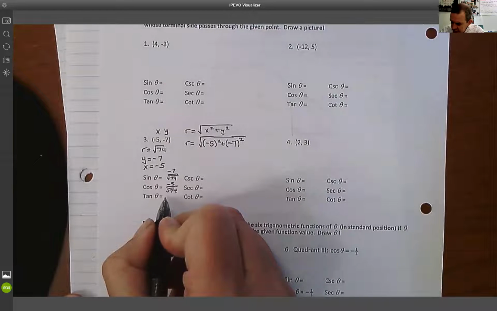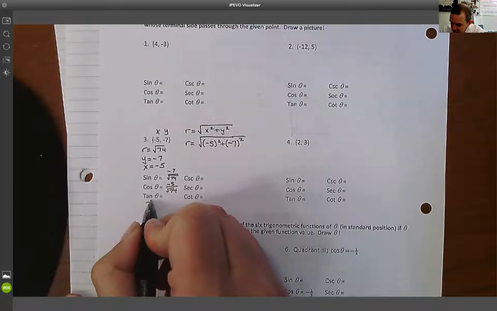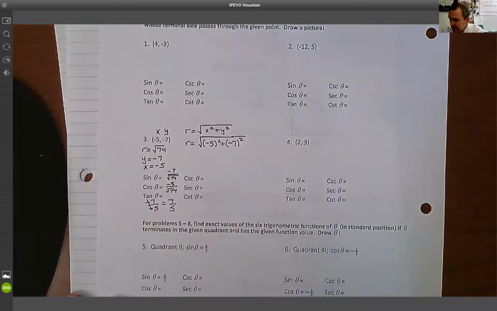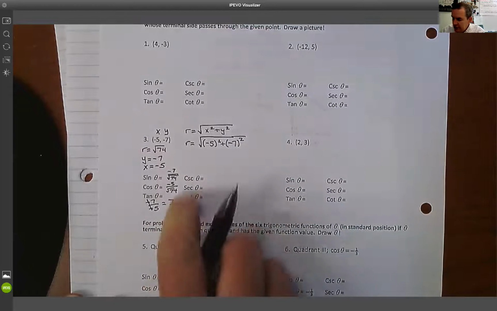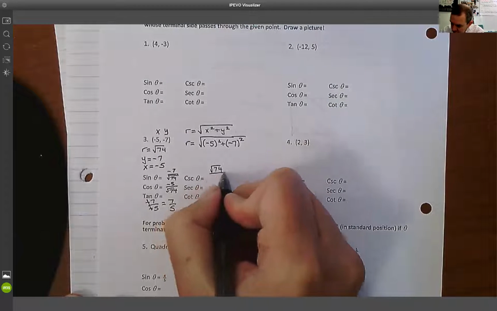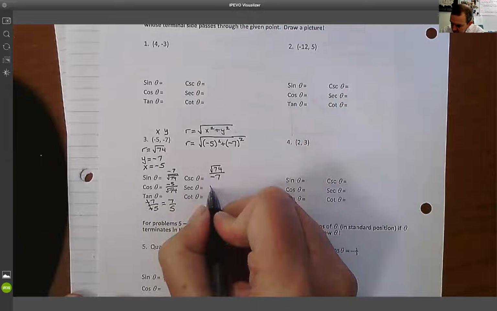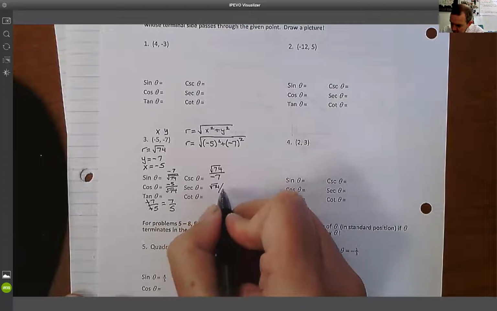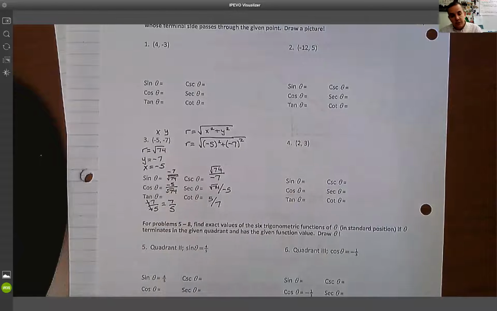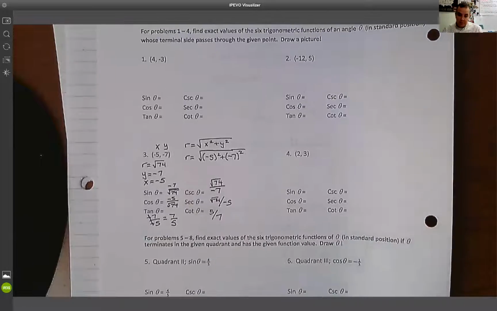Tangent is Y over X. It's going to be -7 over -5, but a negative and a negative cancel each other out. So the answer on that one is going to be 7/5. And then to figure out all of these, remember, they're just inverses. So it's going to be root 74 over -7, root 74 over -5, and 5/7. So that's how we do those problems. If I'm given the point, I figure out R, and then I work my way backwards. Okay, hopefully that one helped.